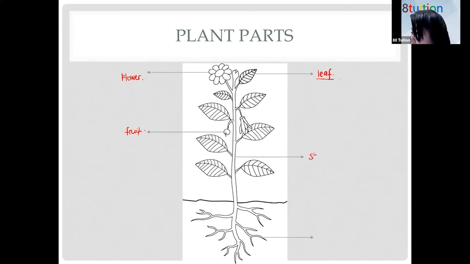Okay? Here we have the stem. And here we have the roots. All right, easy. So these are 1, 2, 3, 4, 5, the 5 important parts of the plant that you need to know. Of course, at the P3 level, you don't need to know in detail what the function of each part is. That is more like a P4 topic. You need to know these parts, and you need to know that we can classify plants according to these parts.